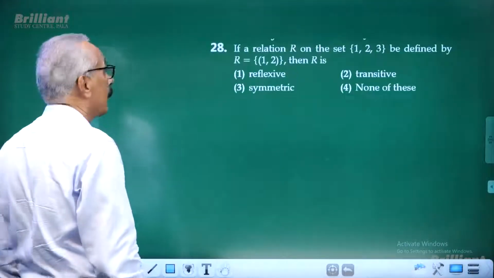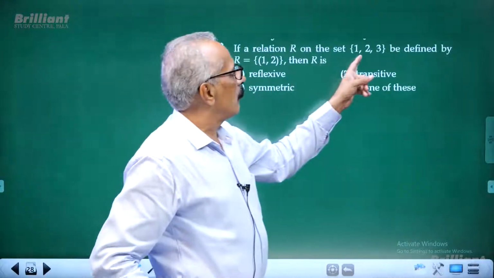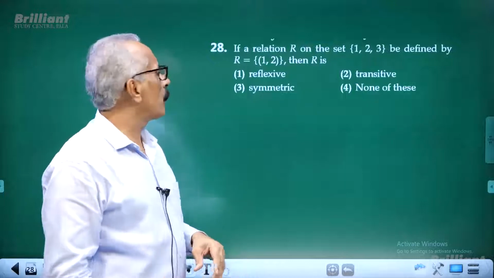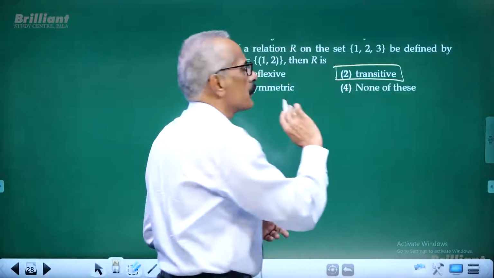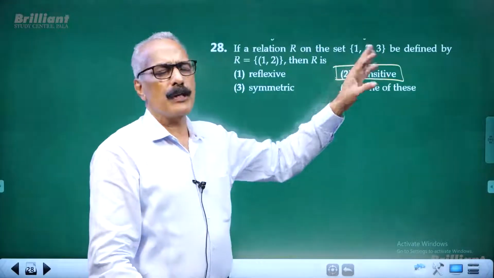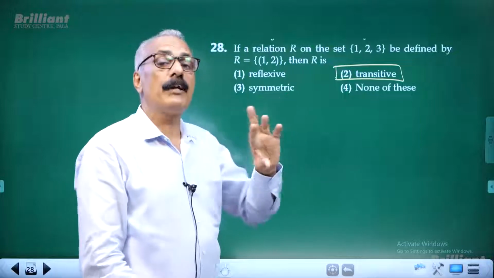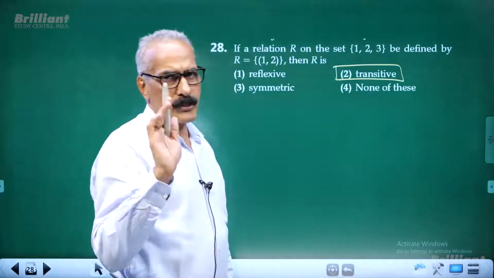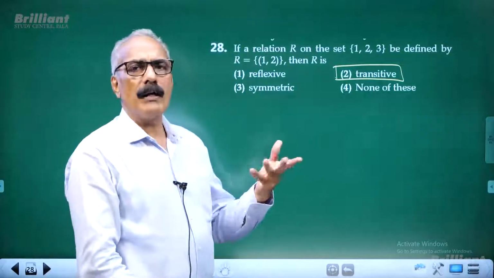Right. Now on to 28. A relation R on the set {1, 2, 3} is defined as given. There is only one element, that too (1, 2), therefore it is transitive. It is not reflexive because (1,1), (2,2), (3,3) are not there. It is not symmetric because (1, 2) is there, but (2, 1) is not there. So it is transitive. Every singleton element relation is transitive. Had this been (1, 1), it would be symmetric also.